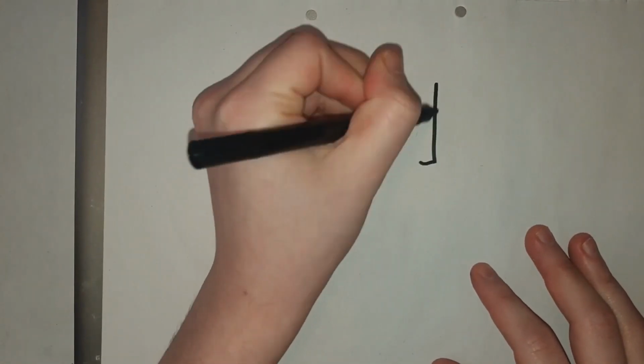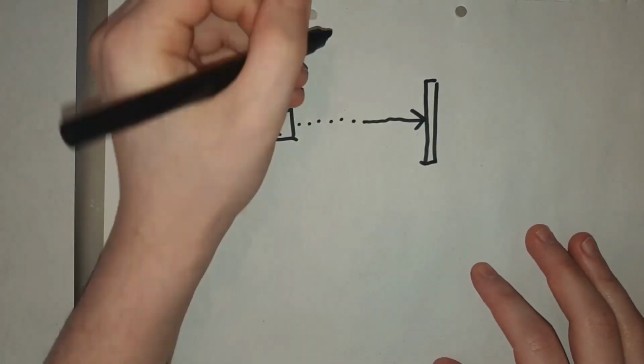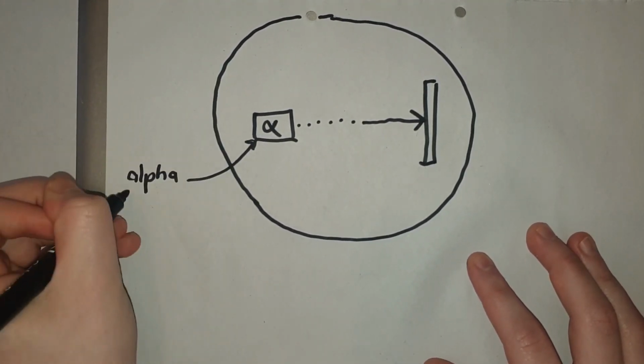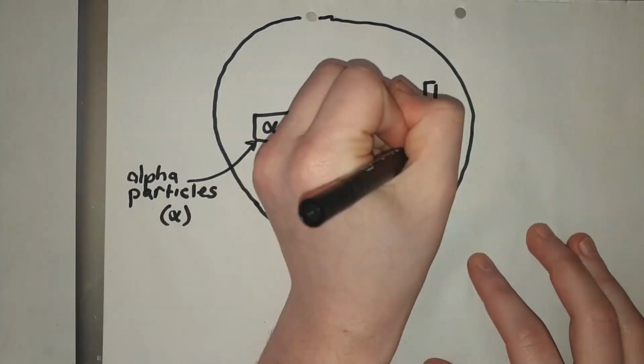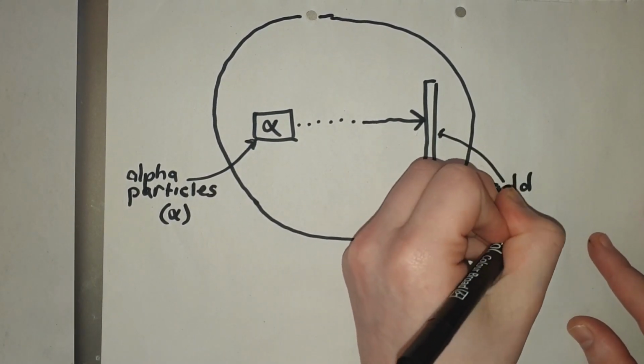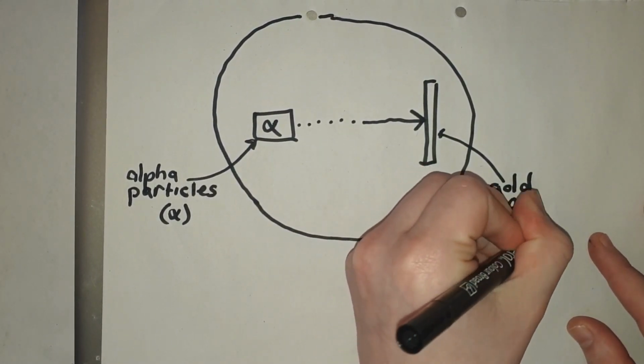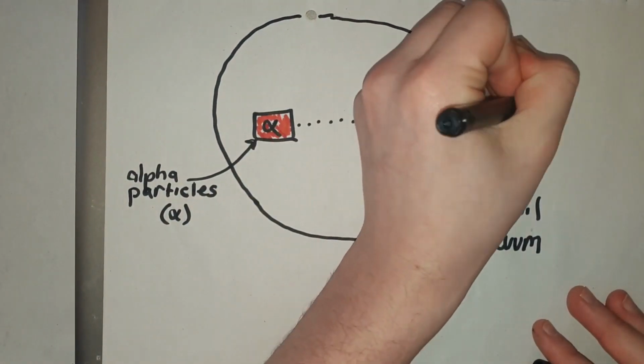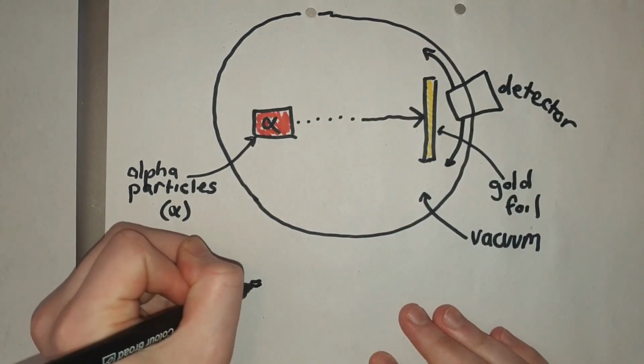So in 1909, Ernest Rutherford designed an experiment to test the plum pudding model, and this became known as the gold foil experiment. In the experiment, he fired tiny positive charges called alpha particles at a very thin sheet of gold, which was suspended in a vacuum, and then he used a detector to see what happens to these particles when they pass through the gold atoms.